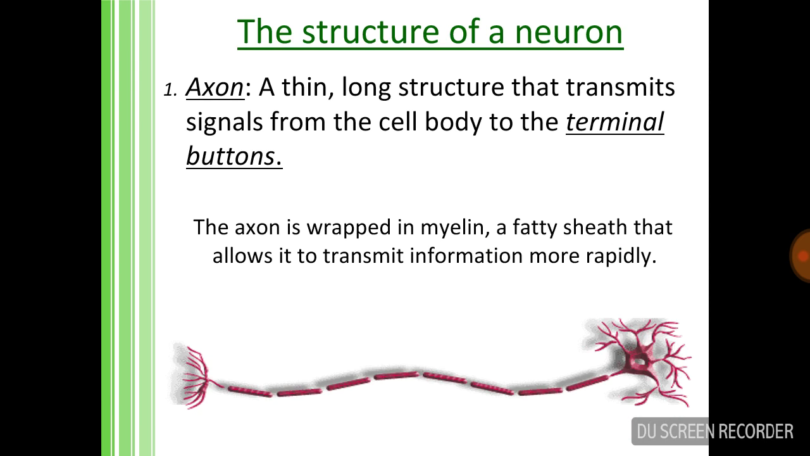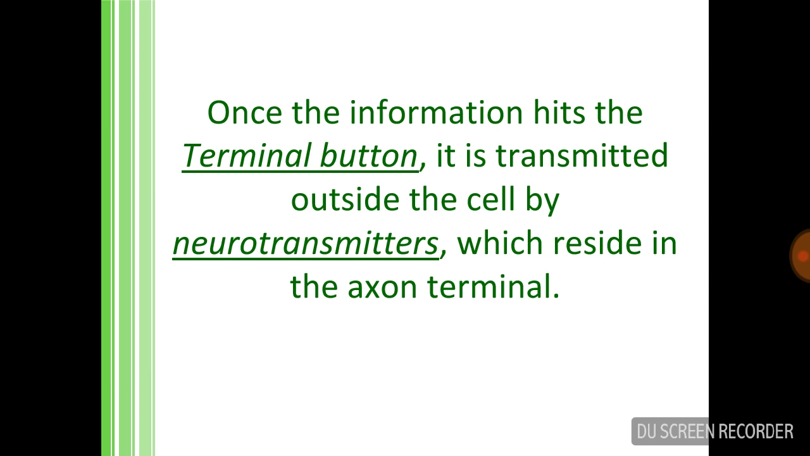The structure of a neuron. Axon, a thin long structure that transmits signals from the cell body to the terminal buttons. The axon is wrapped in myelin, a fatty sheet that allows it to transmit information more rapidly. You can see the structure of the axon. Once that information hits the terminal button, it is transmitted outside the cell by neurotransmitters which reside in the axon terminal.